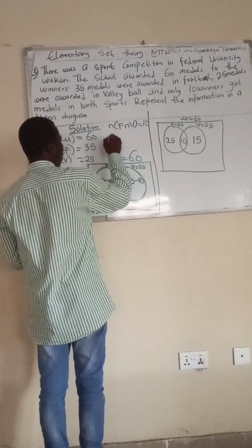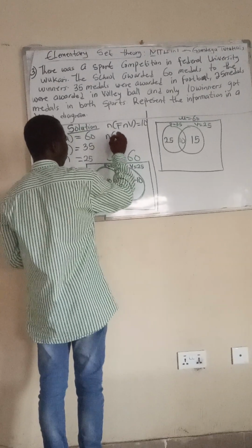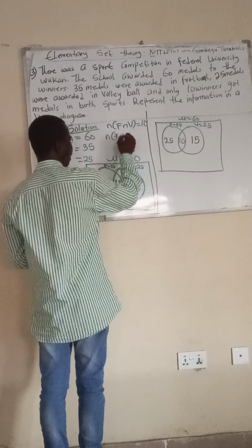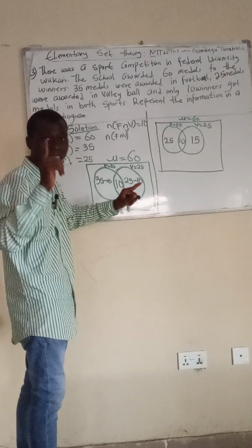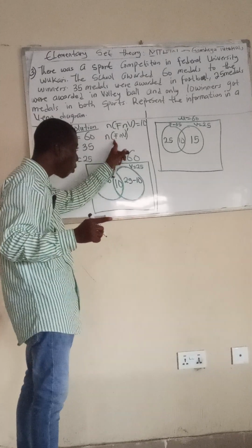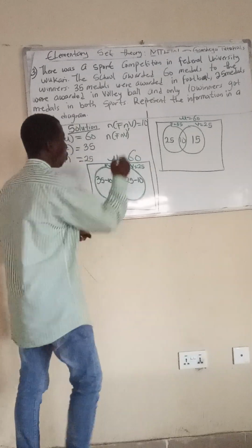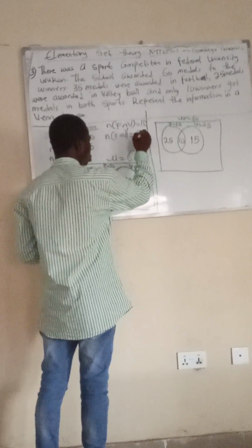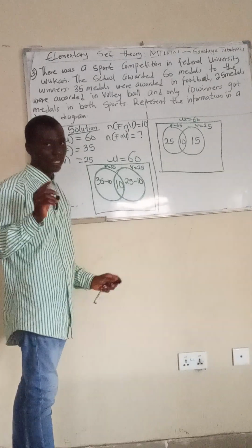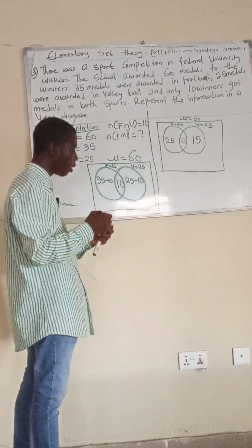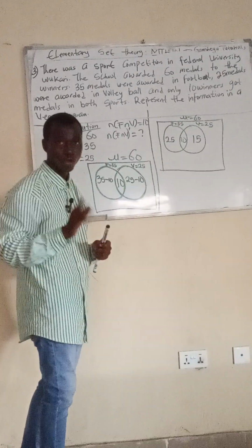So this is a representation. I'm having my N of F intersection V complement. That means those that were not awarded medals in both football and volleyball. We don't know. It is outside the Venn diagram. So how do we know these ones? It is very easy. The simplest way of calculating this, we do it this way.